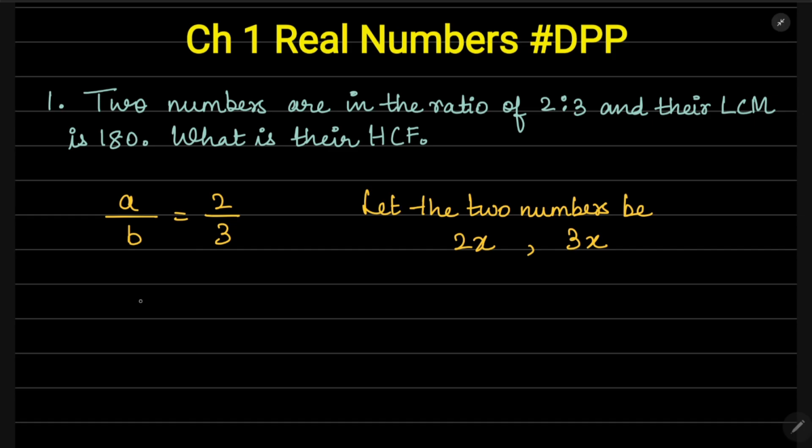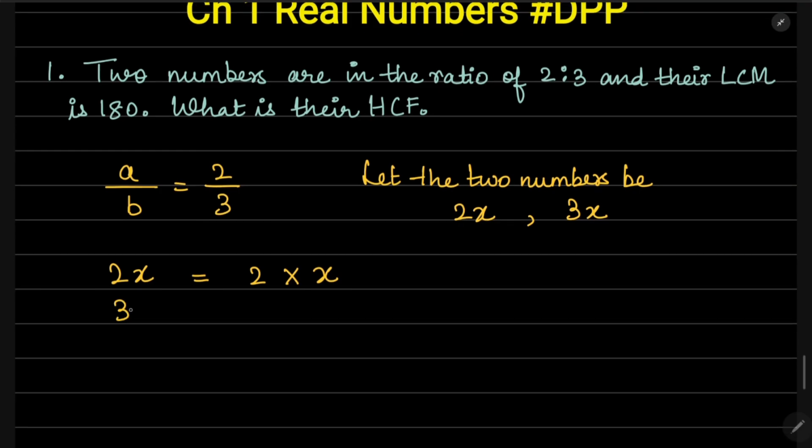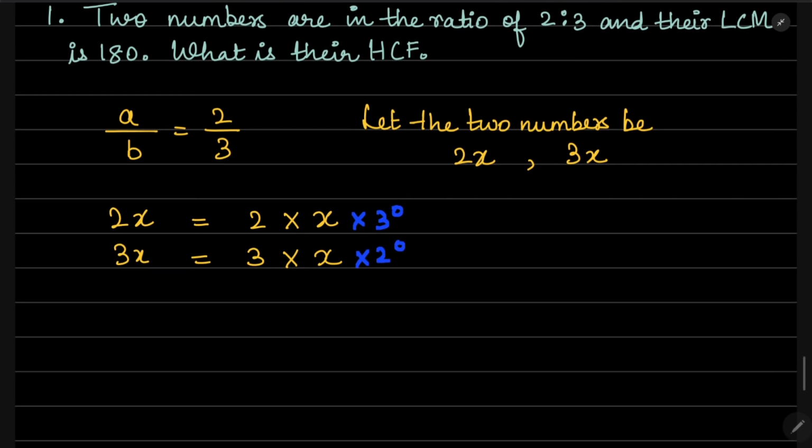So if you take the prime factorization of 2x, you can write it as 2 multiplied by x, and 3x can be written as 3 multiplied by x. So in order to make these prime factors common, I will add a 3 to the power 0 here and a 2 to the power 0 for 3x. Now you are given that the two numbers are in the ratio 2:3 and their LCM is 180. So let us find out the LCM first.